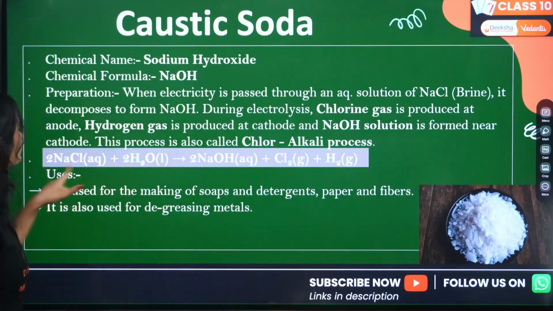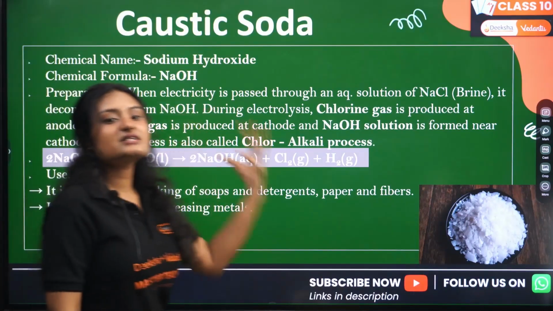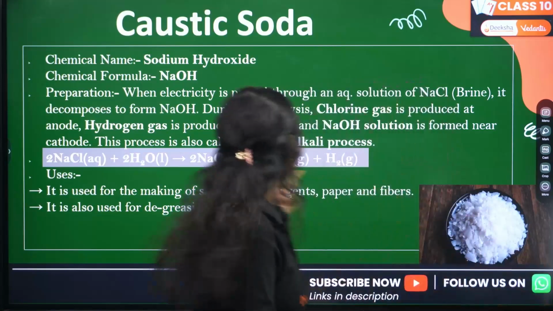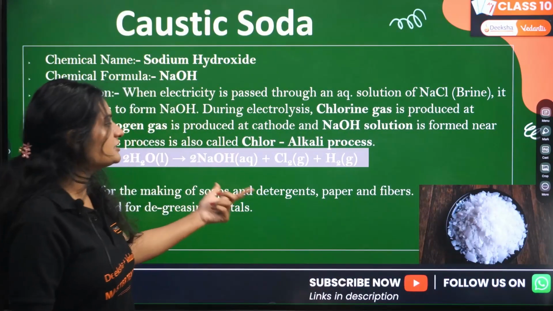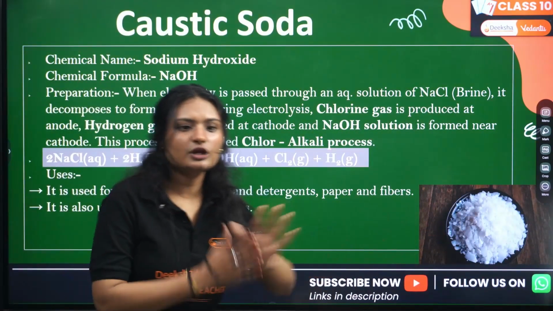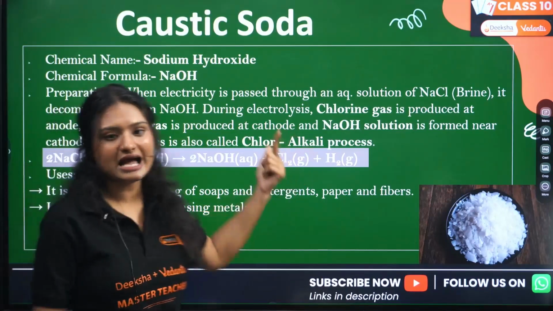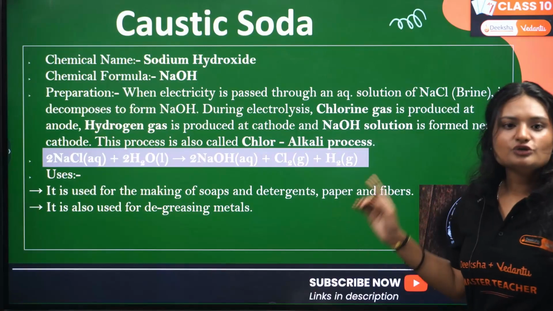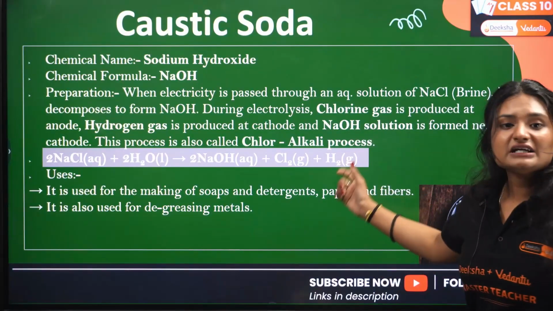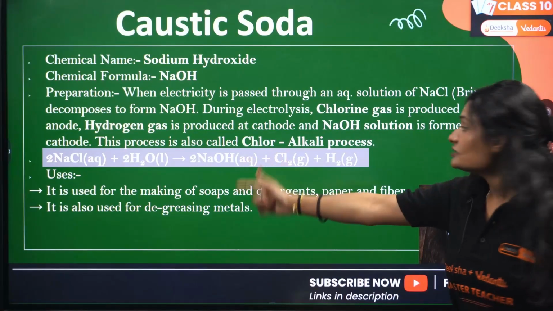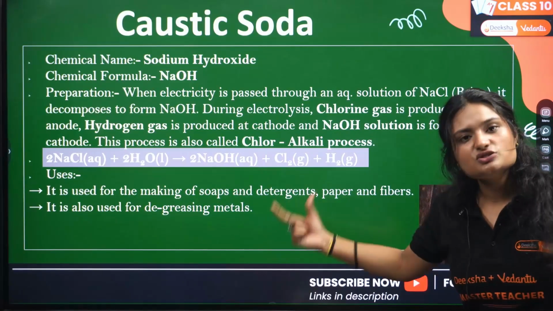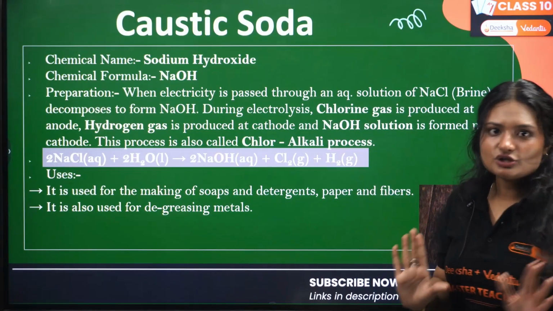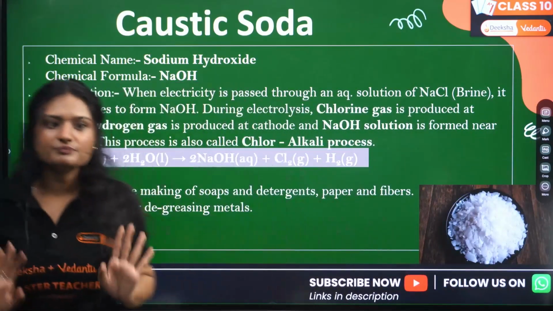When you pass electricity through it, what do you get? You get sodium hydroxide, chlorine, and H2. Now, what are you getting at the anode and at the cathode? At the anode we are getting chlorine gas, at the cathode we are getting hydrogen, and sodium hydroxide or caustic soda solution is also there at the cathode, my dear kids. So remember, this question might come from this part.